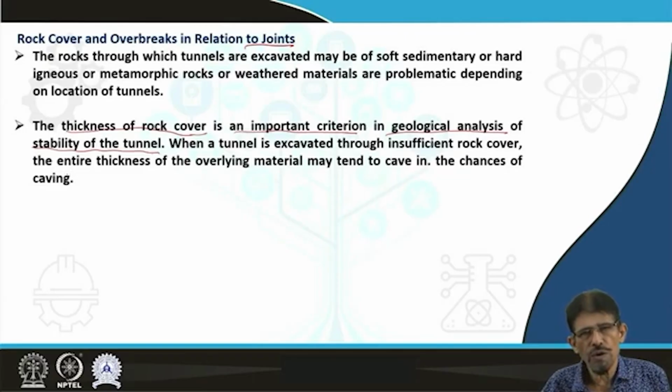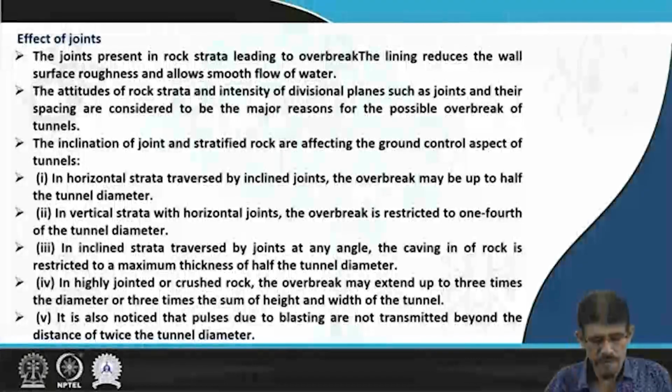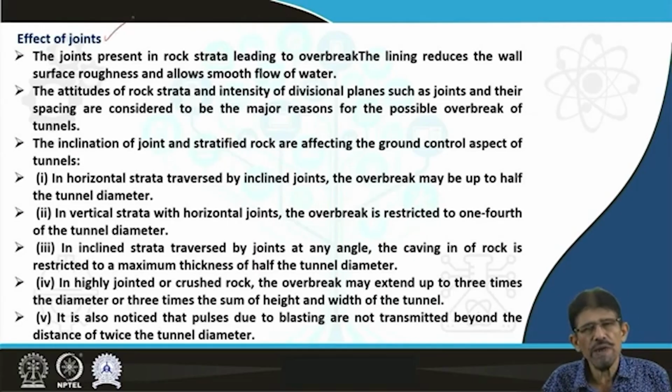So the design related to rock cover or overburden, as well as the different characteristics of joints, like spacing, frequency, fillings, apertures, etc., is going to influence the performance of drill and blast assisted excavation of underground openings or tunnels. The effect of joints principally depends on the strike and dip of the joint. In dip, the direction and amount of dip both influence the ground control aspects of the tunnel, either in the form of overbreaks or instability.